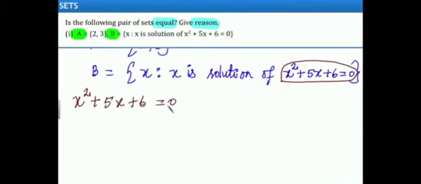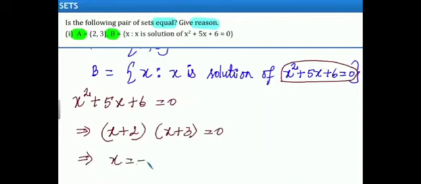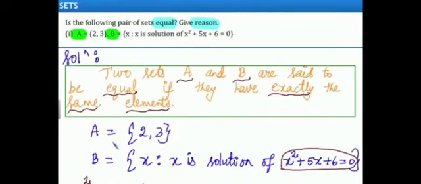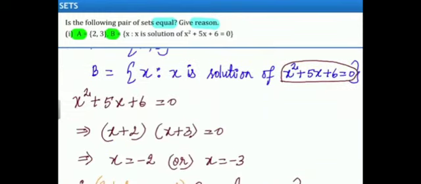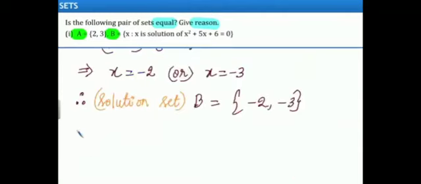So x square plus 5x plus 6 is equal to 0. So that means (x plus 2)(x plus 3) is equal to 0. So x is equal to minus 2 and or x is equal to minus 3. So set B is equal to {minus 2, minus 3}. And here A is equal to {2, 3} and B is equal to {minus 2, minus 3}, right? So the given pair of sets are not equal.